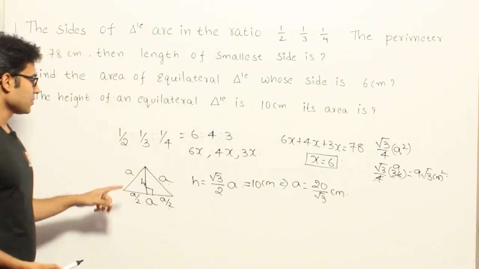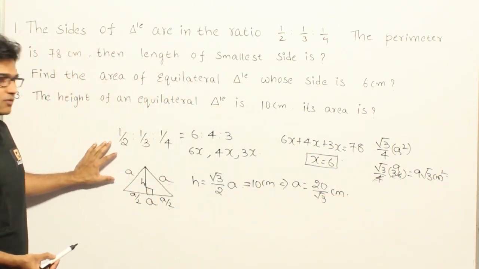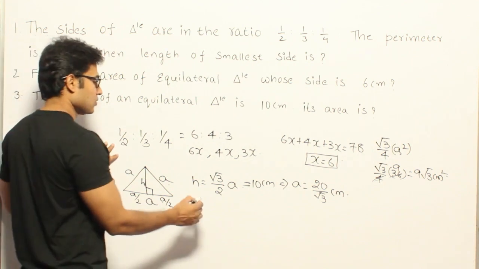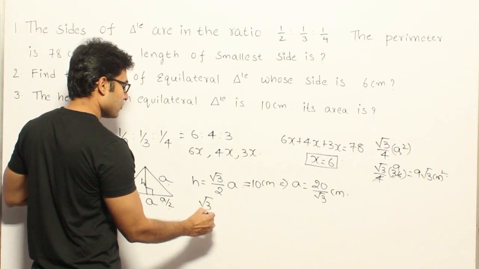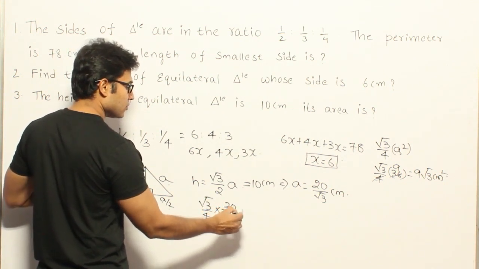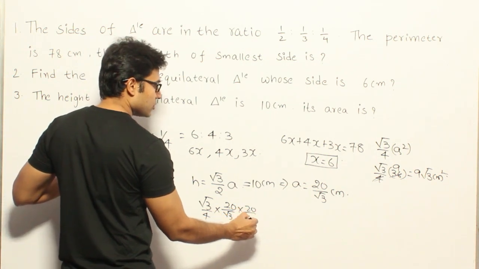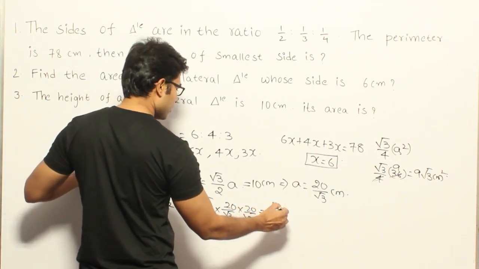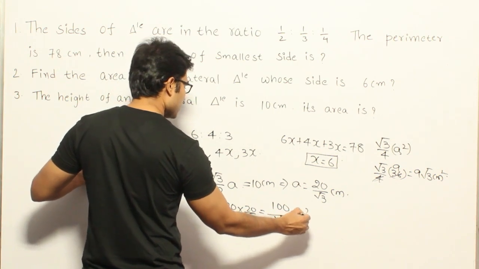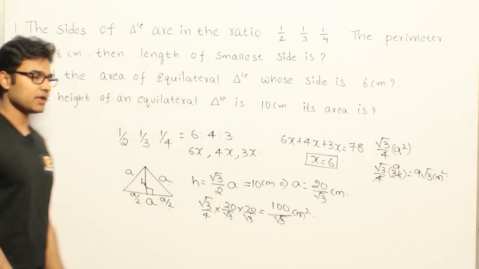Now from this we are supposed to find the area. The area of an equilateral triangle is root 3 by 4 a square. So root 3 by 4 into a into a, with a as 20 by root 3 into 20 by root 3. Therefore you are going to get 100 by root 3 square centimeters. Got it? That's the answer.